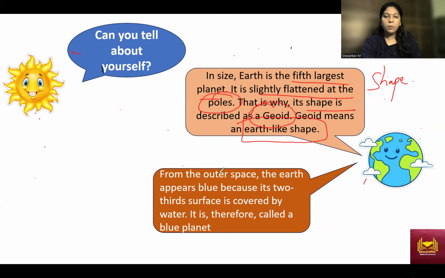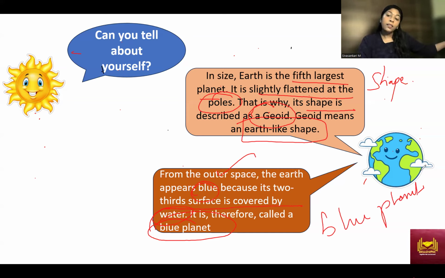Okay, so from outer space, if you see Earth, then it appears blue because 2/3 of its surface is covered by water. That is why it looks blue in color, and that's why we call this the blue planet. So Earth has another name, the blue planet. Earlier we saw that Mars has another name, the red planet. So Earth next is Mars. If we look blue, Mars looks red.